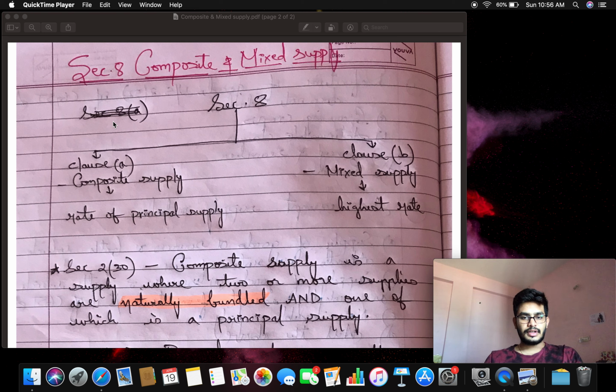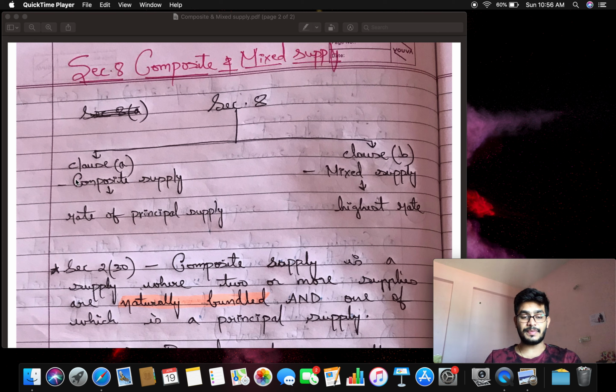Hi friends, in the last session we discussed what is supply. We covered section 7.1, section 7.1a, section 7.2 and section 7.3. In this session we are going to discuss what is composite supply and what is mixed supply.